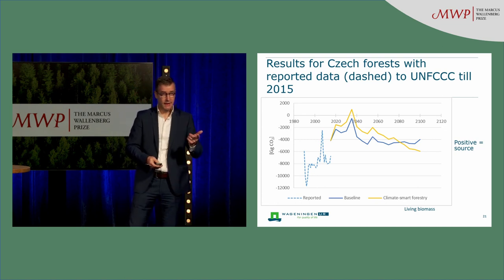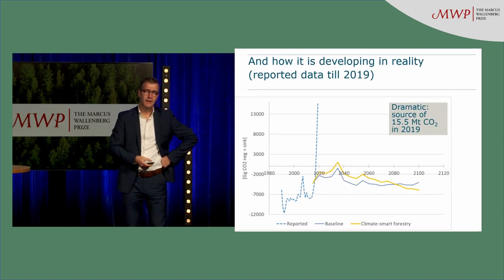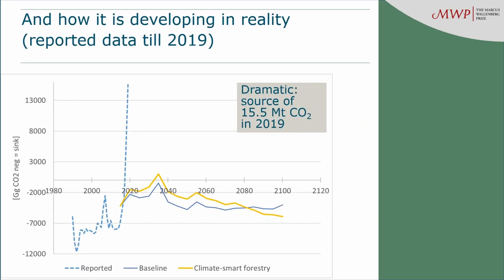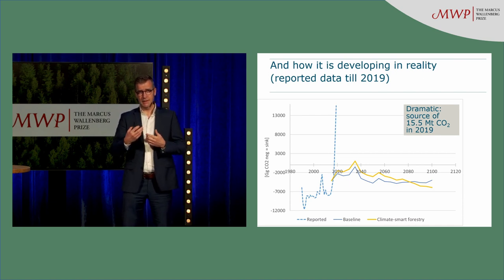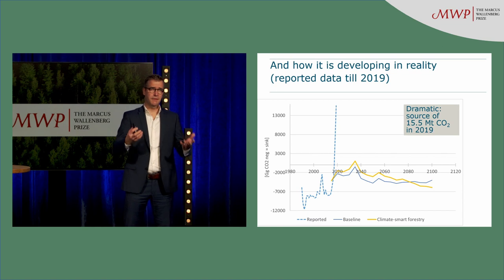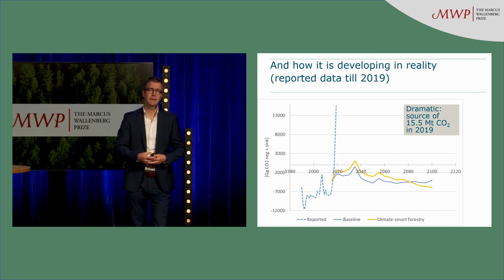That is what we modeled then, but a few weeks ago I updated the graph. And this is what the actual measurements now look like. If you look at the dashed line, this is how the Czech Republic has reported to the UN its current forest sink. And the sink, as you can see, has changed massively into a source. And this is the first time that a European country, maybe in the last 50 or 60 years, is massively acting as a source of carbon dioxide.